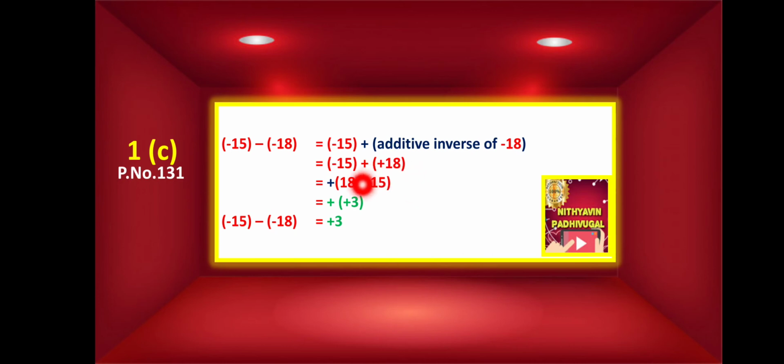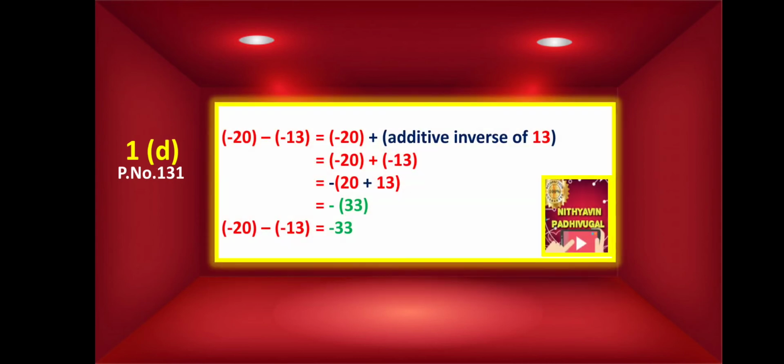So this comes under addition of different integers. We have to subtract the smaller number 15 from the bigger number 18 and put the sign of the bigger number 18, that is plus here. So plus 18 minus 15 equal to plus 3. That's all. Okay.